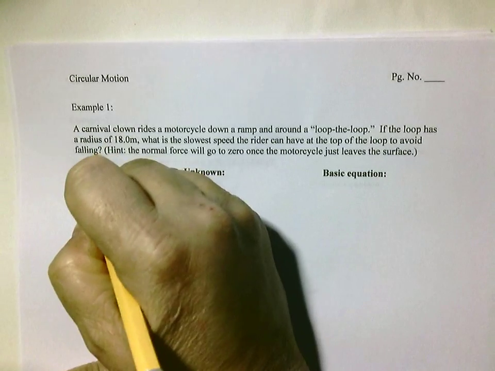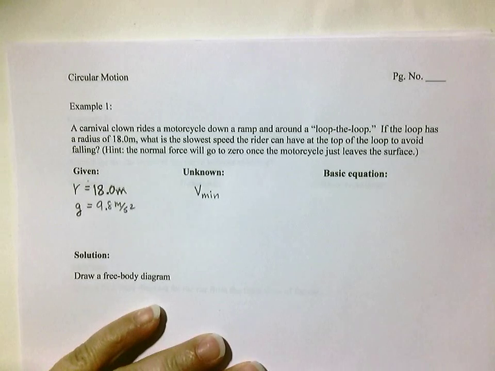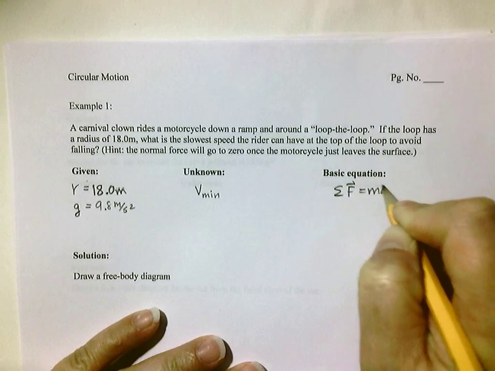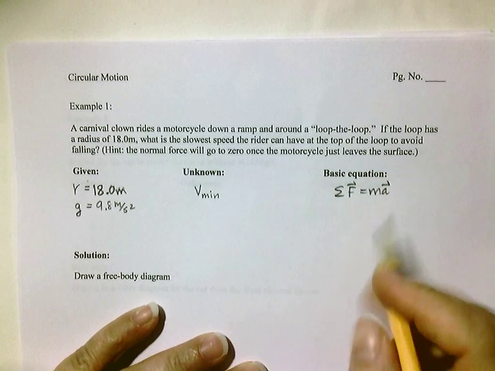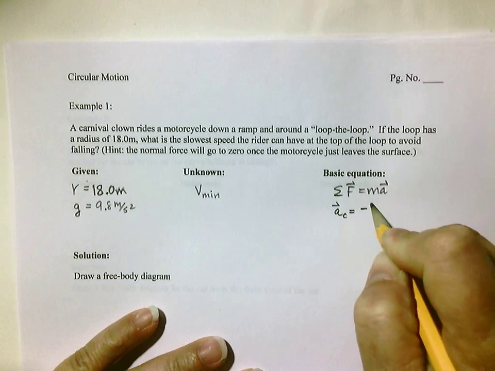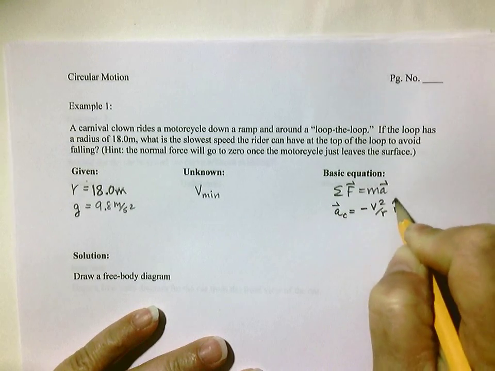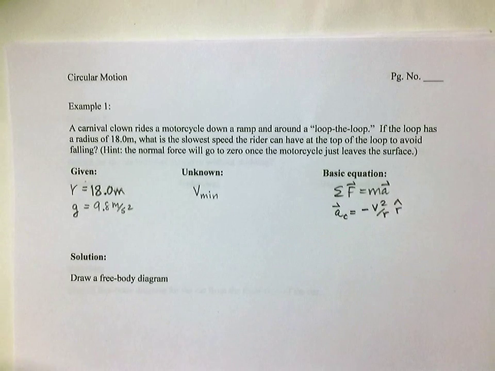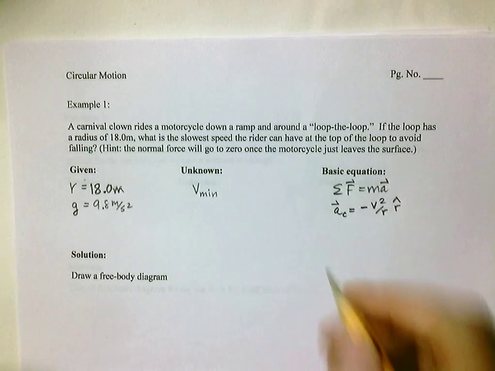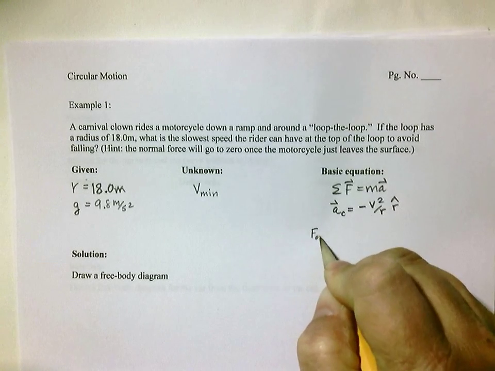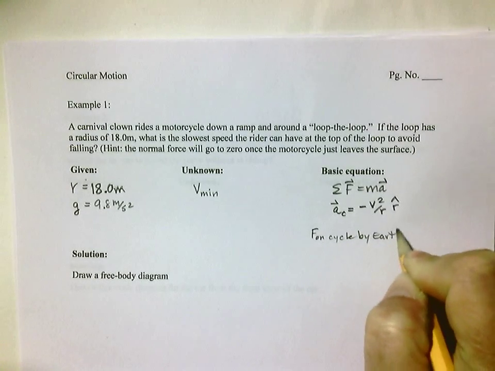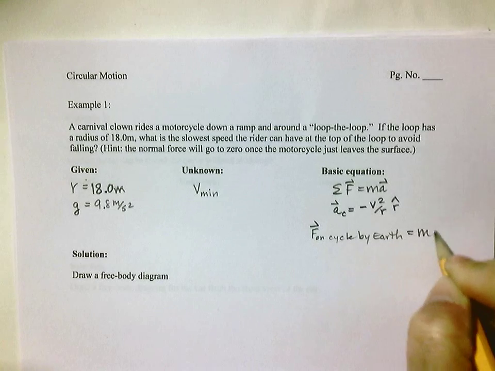Basic equations. Let's see. I am given the sum of the forces equals ma. And because this is traveling a loop-the-loop, I know that a sub c with a vector sign is equal to negative v squared over r hat. Okay. So let's go ahead, I'll probably need the weight. So force on cycle by Earth, let's put a vector sign, is equal to mg.